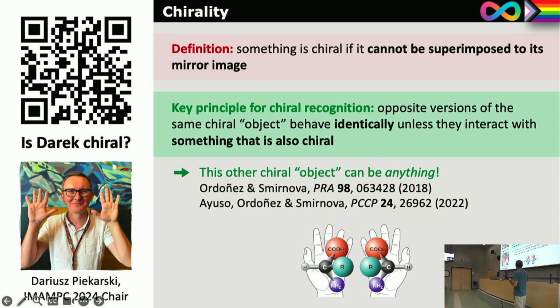While you do this, I am not going to tell you what chirality is, but I do want to remind you of the key principle for chiral recognition, which is that opposite versions of the same chiral object can only interact differently if they interact with something that is also chiral. And this other chiral object can be anything. It can be another chiral molecule, it can be a chiral surface, it can be chiral light, or it can also be non-chiral light, but in a setup where the combination of the whole thing becomes chiral. If you want to learn more about this, Andres and Olga presented this in this paper, and we recently wrote a perspective where we describe this.